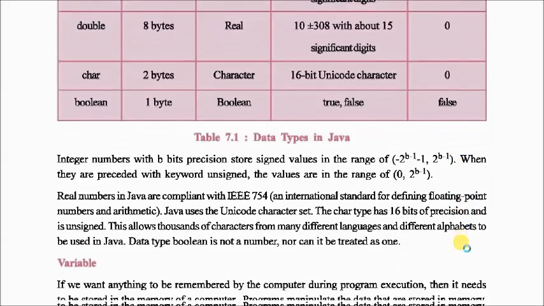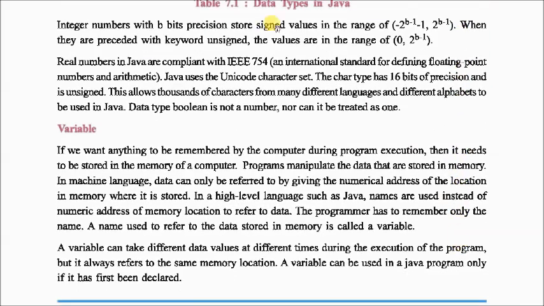Integer numbers with b bit precision store signed values in the range of minus 2 raised to b minus 1 to 2 raised to b minus 1 minus 1. When they are preceded with the keyword unsigned, the values are in the range of 0 to 2 raised to b minus 1. Real numbers in Java are compliant with IEEE 754, an international standard for defining floating point numbers and arithmetic.